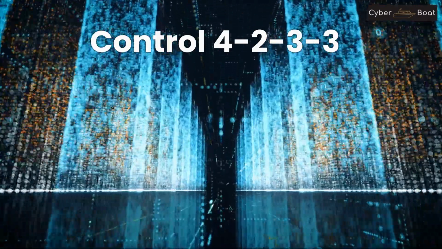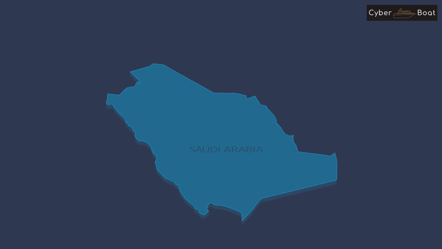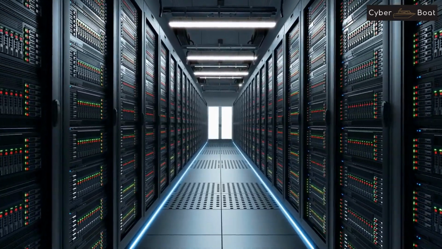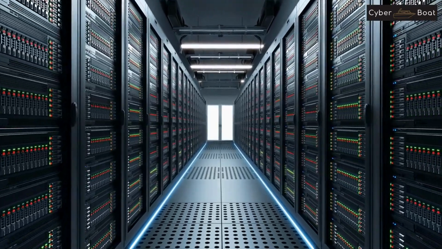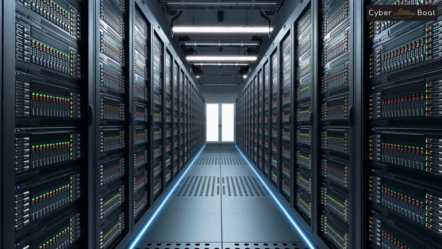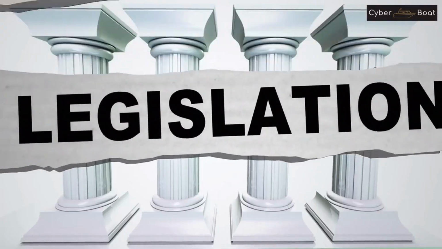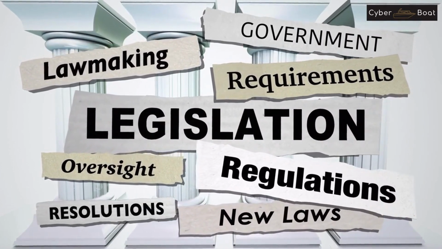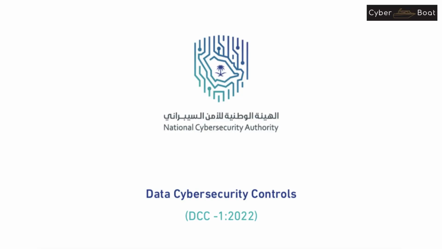Control 4.2.3.3: Organizations' information hosting and storage must be inside Saudi Arabia as per the requirements of NCA. When it comes to meeting the requirement of 4.2.3.3, which states that organizations' information hosting and storage must be inside the Kingdom of Saudi Arabia, there are a few key things to keep in mind. First, it is important to understand the specific laws and regulations in place in Saudi Arabia regarding data storage and hosting. The National Cybersecurity Authority, NCA, is the main regulatory body in charge of enforcing these laws and regulations, and organizations should make sure they are in compliance with any guidelines or requirements set forth by the NCA.